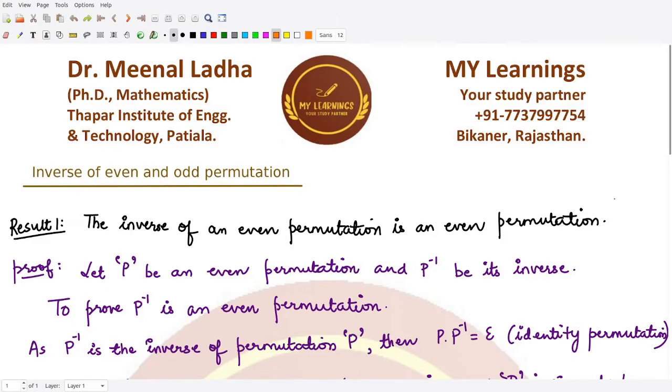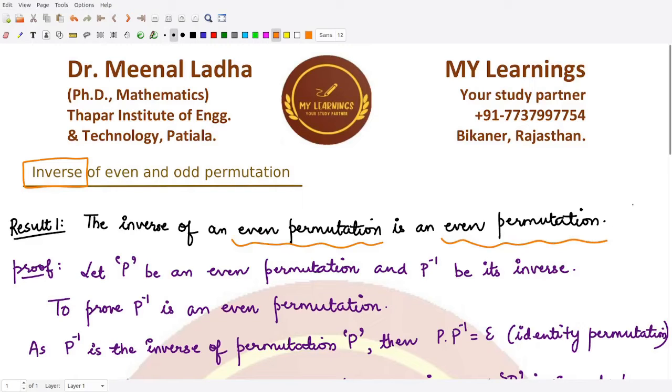In this video we'll be talking about more results on permutations. We were studying odd and even permutations, and in this video we'll look particularly at the inverse of those odd and even permutations. The first result tells us that the inverse of an even permutation is also an even permutation.